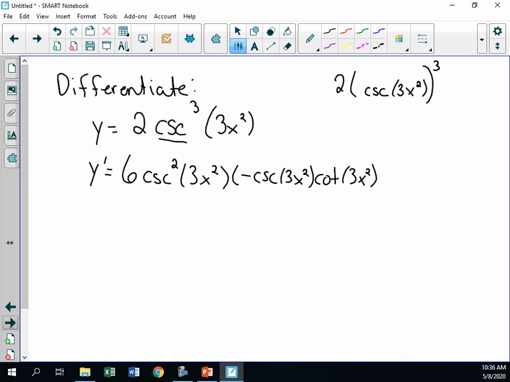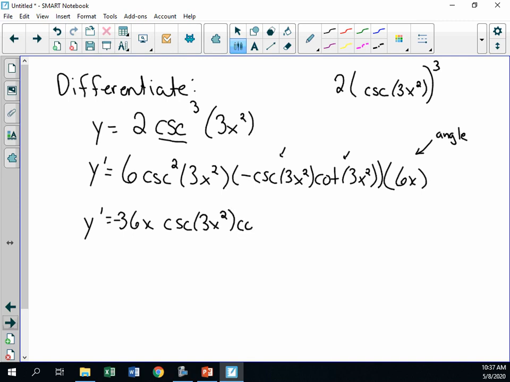Notice they don't have cubes or squares on them. You don't need to. It's just the derivative of the trig function. We already did the chain rule. And now we have to multiply this by the derivative of our angle, which is 6x. And there's our derivative. I could collect a little bit of like terms. The 6's can be multiplied together to get 36x. Bring that x to the front. We do have a negative in the middle, so let's pull that negative out. And we just have cosecant of 3x squared, cotangent of 3x squared.